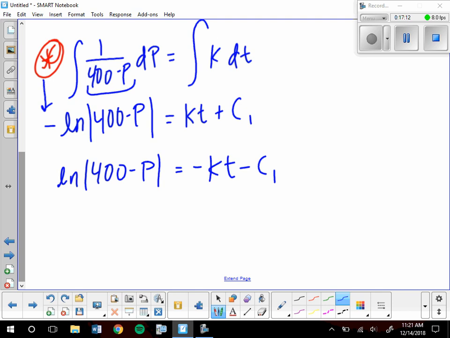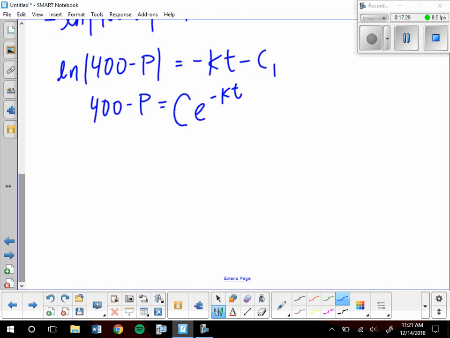Then I'm going to exponentiate both sides. I'm going to get 400 minus p, and I'm going to skip some steps and let myself get a big constant out front, e to the negative kt. And then I'm going to solve for p and get p equals 400 minus ce to the negative kt.